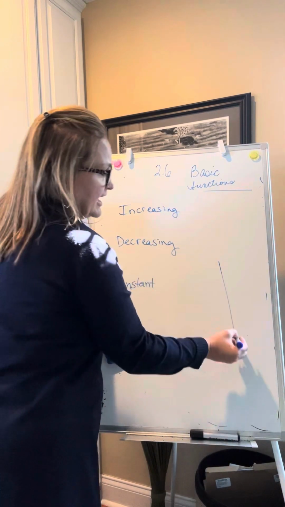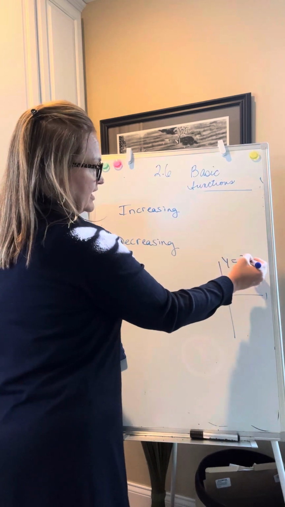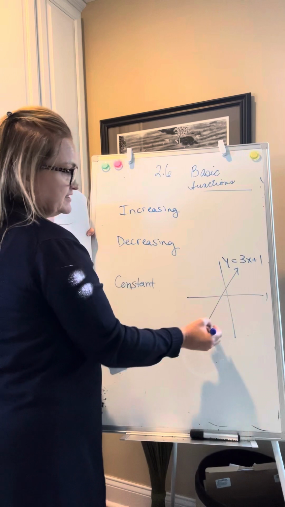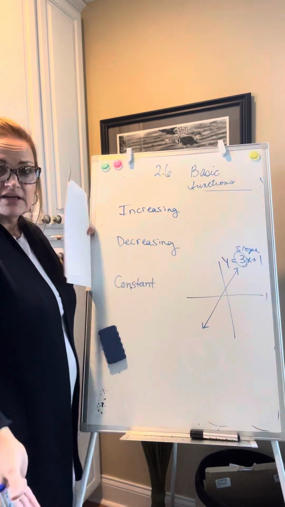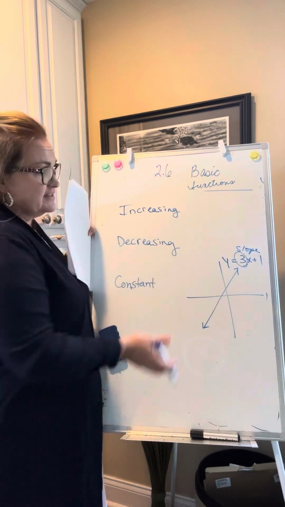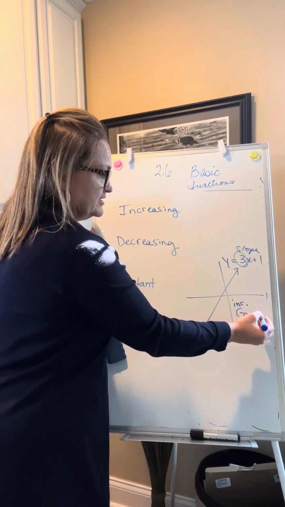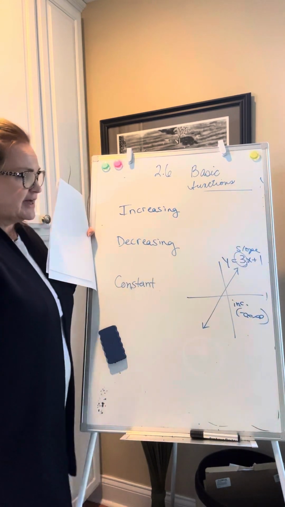Now, if you're doing a line, like a linear equation, let's say y equals 3x plus 1. That's a linear equation with the slope of 3. Well, obviously, the slope is positive 3. So we can say that it's always increasing, from negative infinity to positive infinity. All the time it's increasing on the domain of that.